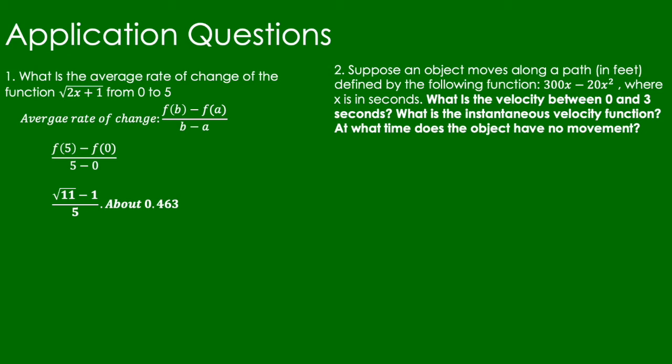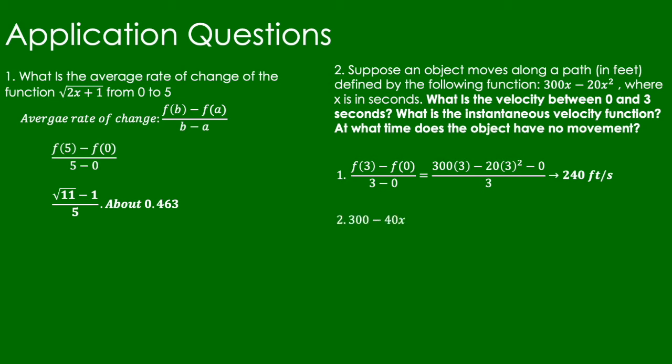For number 2, we have the function that represents the object's position based on the time. We want to find the velocity between 0 and 3 seconds. The velocity is actually the application of average rate of change, so we use the formula that we talked about earlier to solve that.